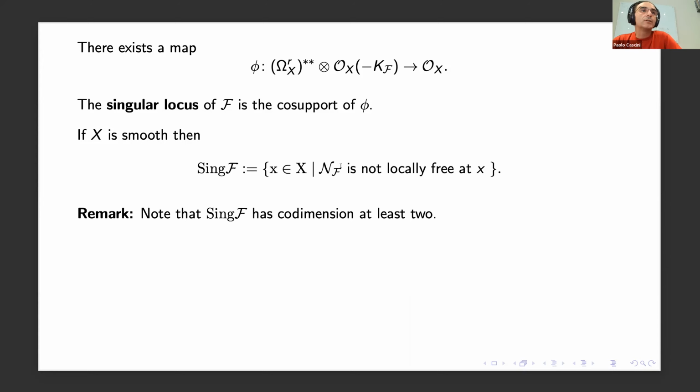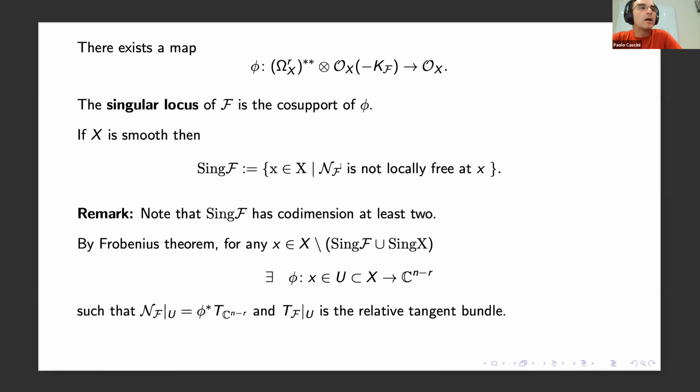So taking saturation is somehow equivalent to taking the normalization of a variety. But more important, why do we need a closure with respect to Lie brackets in the definition of foliation? Well, this is a standard theorem. It's a very classic theorem in differential geometry.